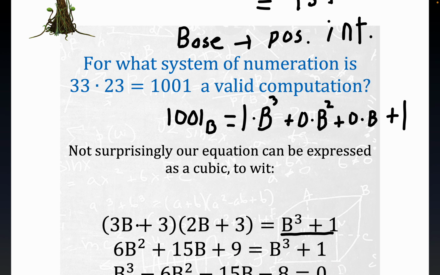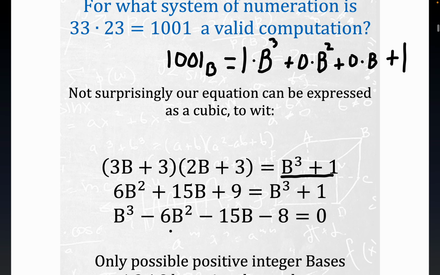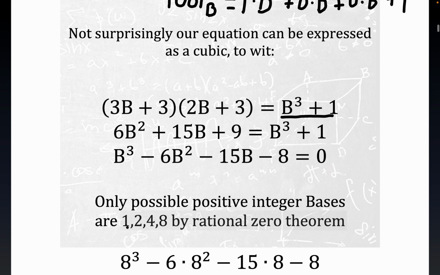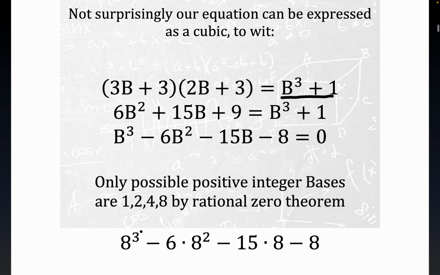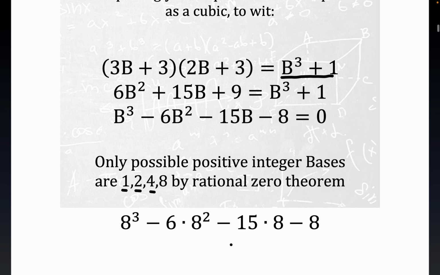For 33, it's 3b plus 3; for 23, 2b plus 3. So I've done most of the work here. And we do end up with a third-degree polynomial, which has positive solutions. We're not interested in any negative integer bases here. They make sense, but most people don't use them. And so you can look very quickly to see that 1 doesn't work, 2 doesn't work, 4 doesn't work. It doesn't take much time to verify that 1, 2, and 4 are not solutions to this equation. But right here, when you substitute 8 in, here's 8 cubed, 6 times 8 squared, 15 times 8.